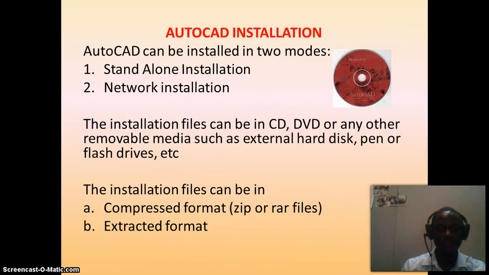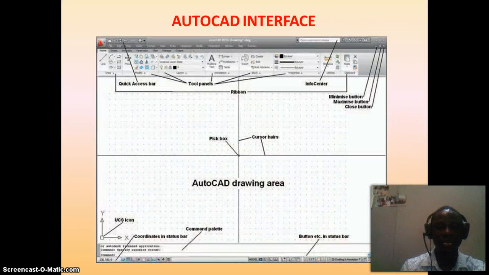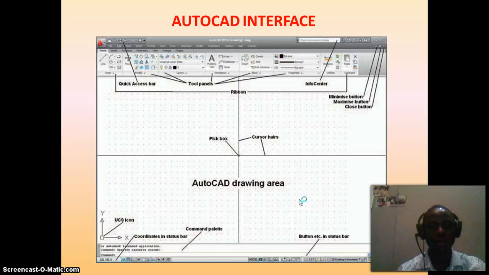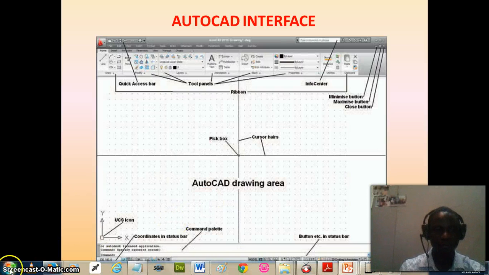Like I said, the installation files can be in compressed format, either zip or RAR file, whether you are using WinZip or WinRAR, then it can be in extracted format. Now, this is the interface after the installation. Let me show you where you locate and where you launch the AutoCAD software after the installation. Now, let's move away from this PowerPoint.